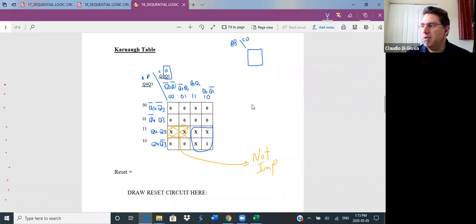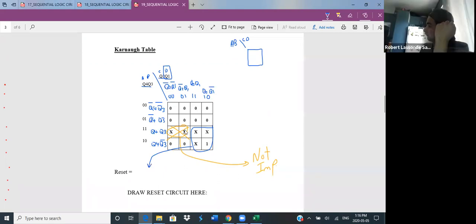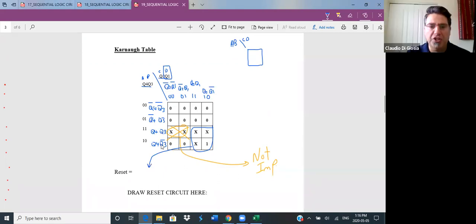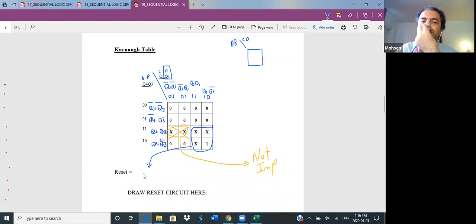And what's in blue here, you have to extract an equation. So what equation do I get here? I'm going to write it down right over here. So the blue group. Well, between these 2 rows, this row and this row, what changes? Q3 changes. So I'm left with Q4.